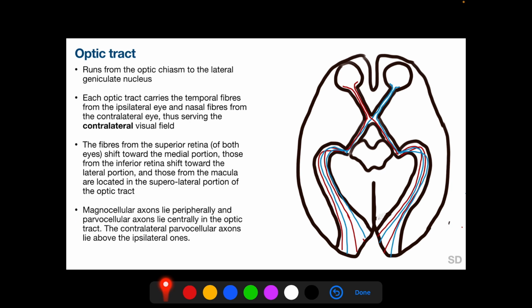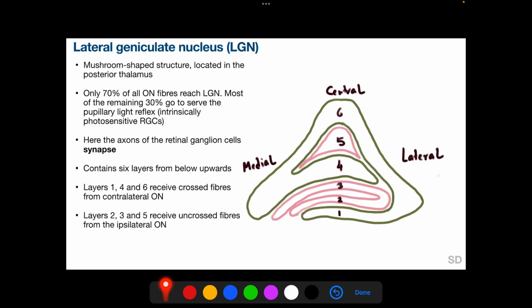The magnocellular axons, which we will come to shortly, lie peripherally, and parvocellular axons lie centrally within the optic tract, and the contralateral parvocellular axons lie above the ipsilateral ones. The lateral geniculate nucleus is a mushroom-shaped structure located in the posterior thalamus.